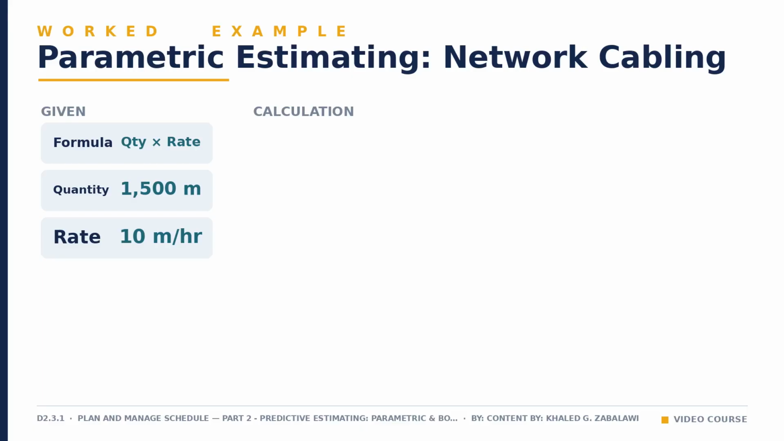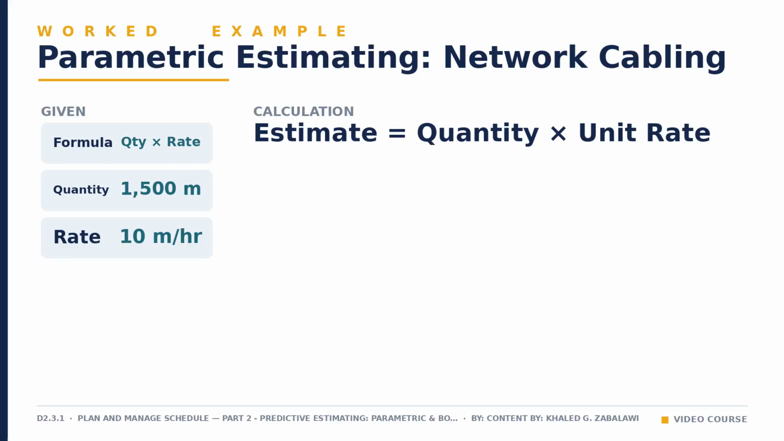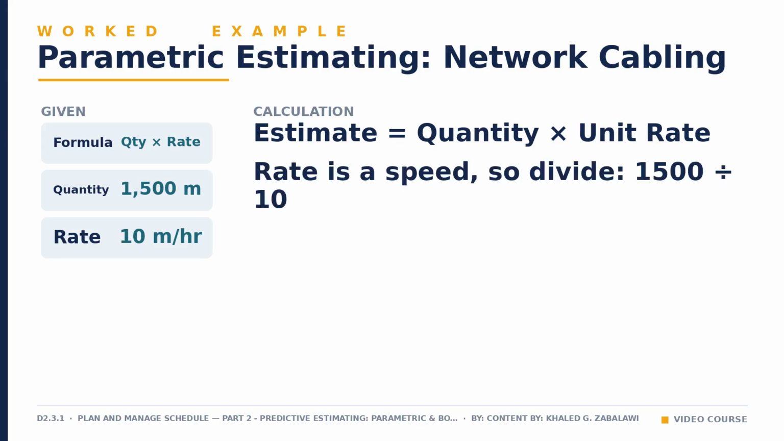You need to install network cabling for a new office floor. Your team's historical data shows they install 10 meters of cable every hour. The general formula is estimate equals quantity times unit rate. Here, your quantity is the total scope of work, and your unit rate is the historical productivity your team has already demonstrated on similar cabling jobs. Because this unit rate is expressed as a speed, 10 meters per hour, you convert it into a duration by dividing the total quantity by that rate, rather than multiplying, since you are solving for time, not distance.